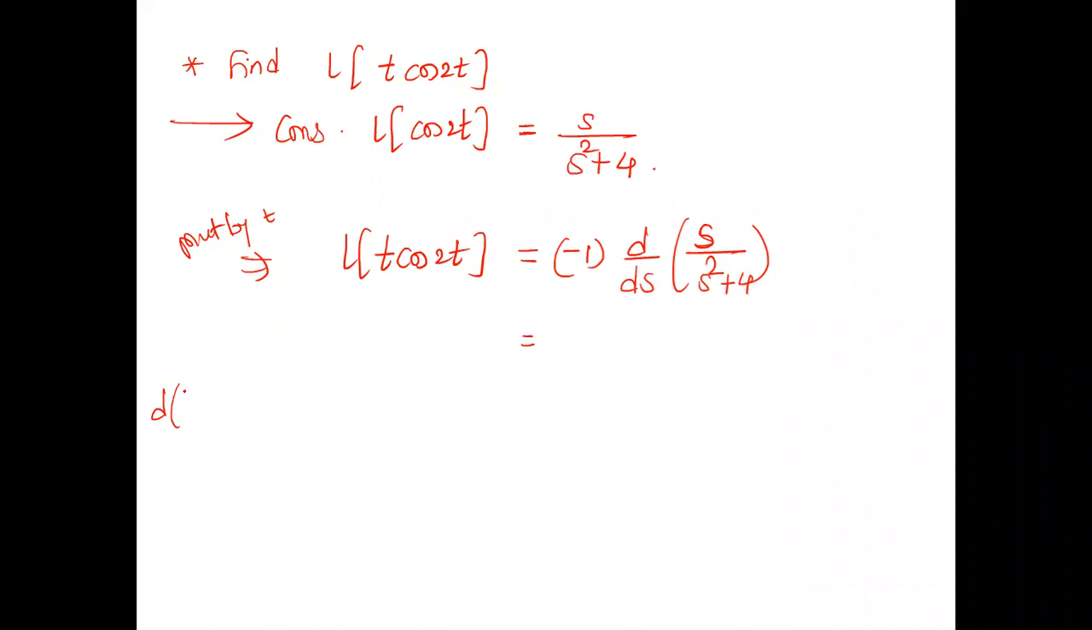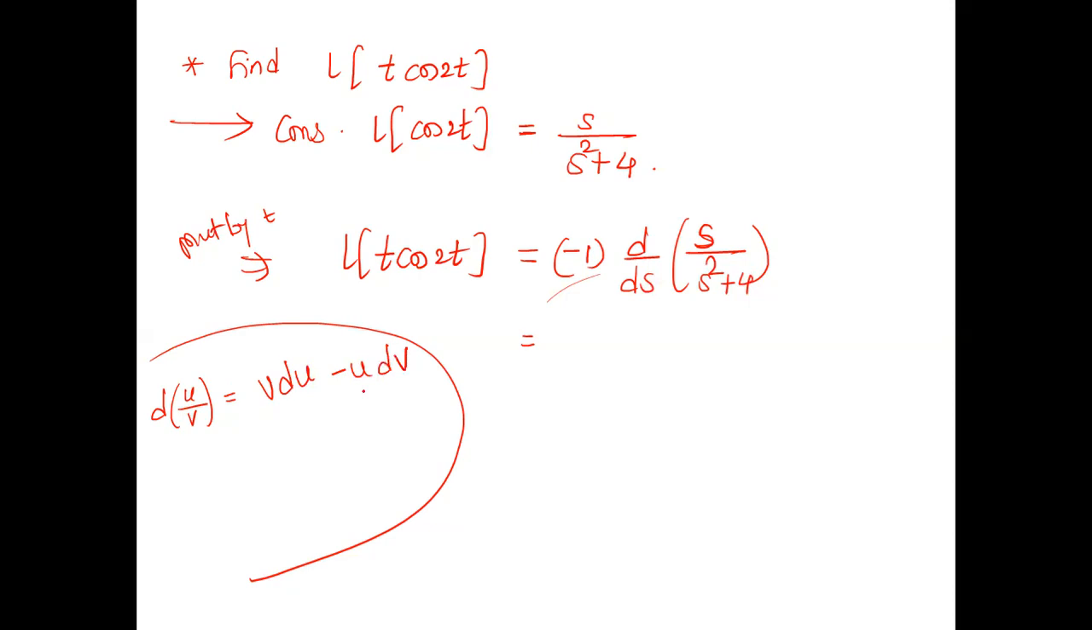So do we have any formula for the derivative of u by v? Both are functions. What is that? Come on, tell me the derivative. Are both functions of s here? Numerator, denominator, both. So there are two different functions. It's like u by v. What is the derivative of u by v? Come on. V into derivative of u minus u into derivative of v upon v square. Very good.